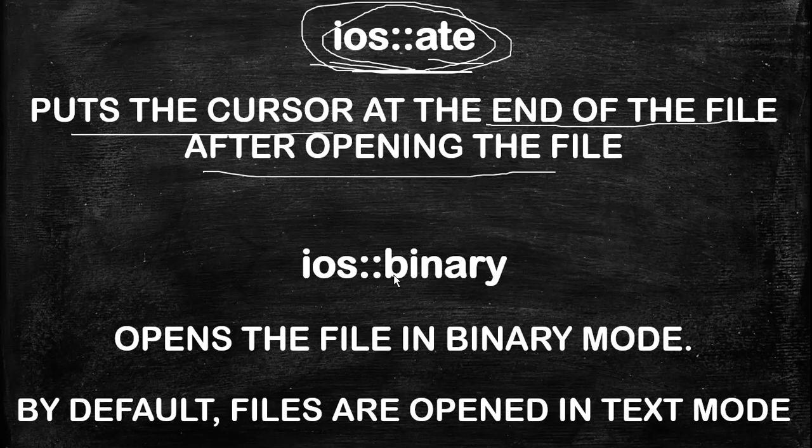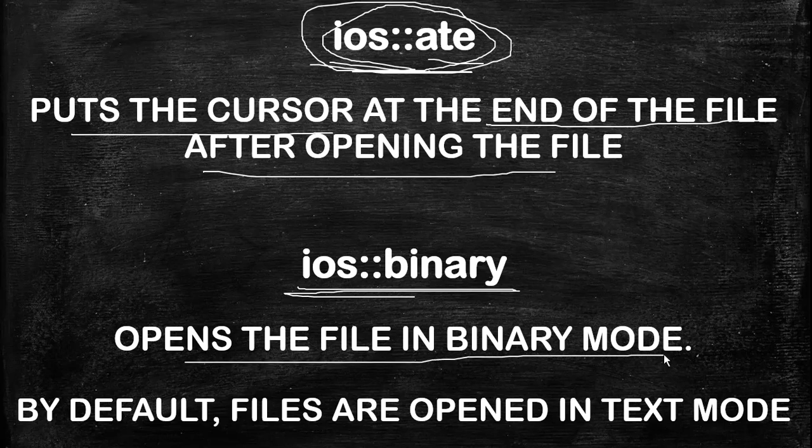Now the fifth one is ios::binary. Very simple, the file is open in binary mode. There are two modes. First one is text mode, second one is binary mode. By default the files are open in text mode. Suppose you don't specify this binary mode, then the files are open in text mode by default.